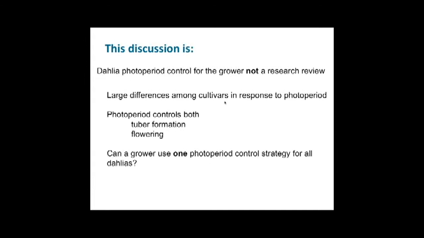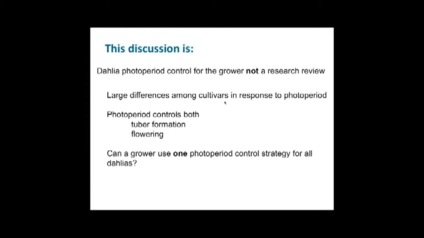We want to sort of avoid that whole discussion about those differences and say, is there one way we can do it? Photoperiod controls both tuber formation and flowering in dahlias, and so that's the discussion we want to have: how do I use the photoperiod to affect tuber formation and to affect flowering. And the big question is, can the grower use one photoperiod control strategy to produce dahlias? The simple answer is yes, you can.